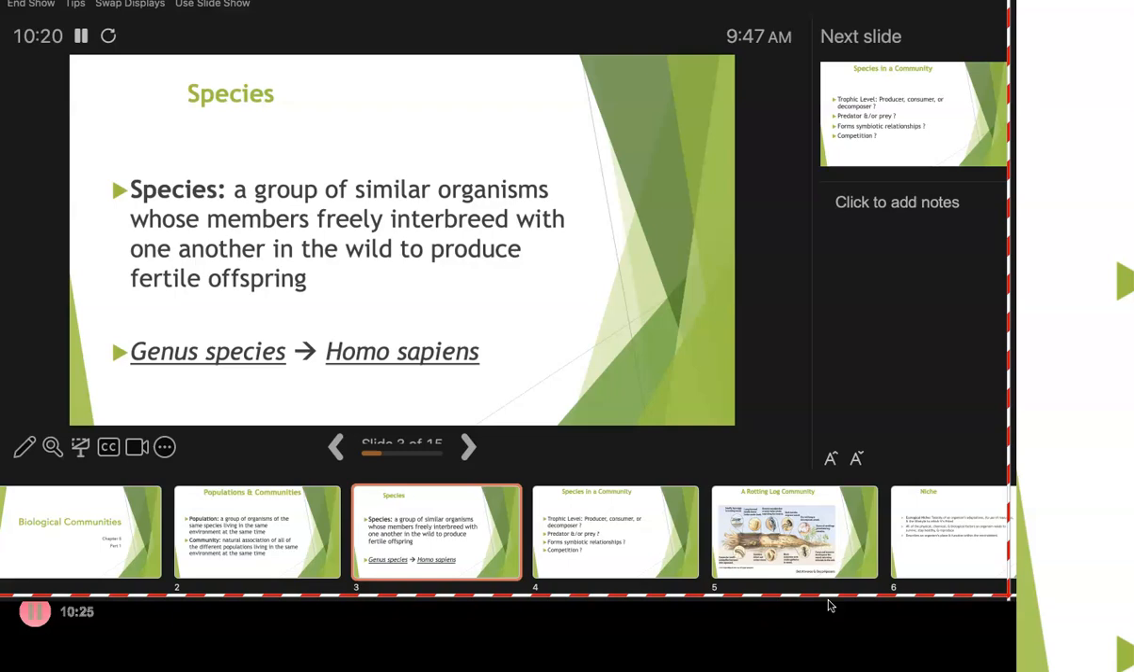And there's one other thing. Genus is capitalized, species is not. So you notice sapiens is lowercase there. And I will get rid of that last S.